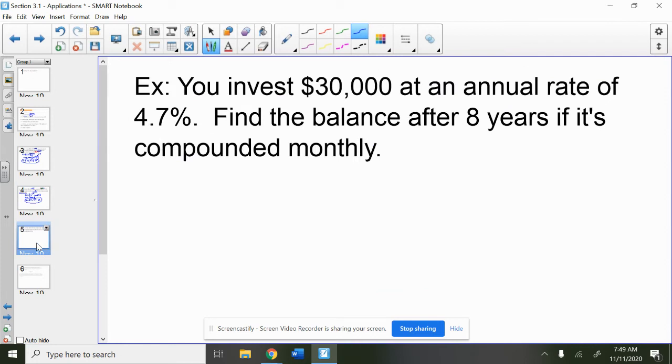All right, one more. So you invest $30,000, and I would suggest pausing the video, reading this a couple of times, just trying it on your own, seeing if you get the right answer, see if you did it properly. So notice that it says compounded monthly. So again, if I see compounded continuously, I'm using the PERT equation. But if I see compounded monthly, compounded quarterly, then I'm going to use the other equation.